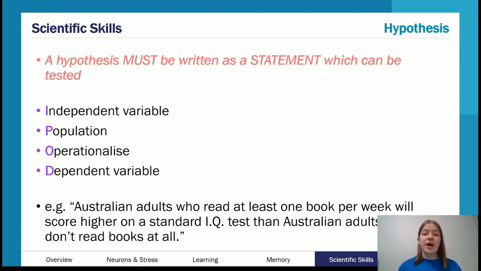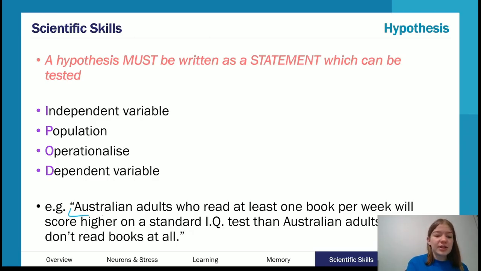For the components of your hypothesis, you can use IPOD to remember that. So when we're using IPOD here, we are using it as an acronym to remember independent variable, population, operationalize, dependent variable. For example, Australian adults who read at least one book per week will score higher on a standard IQ test than Australian adults who don't read books at all.